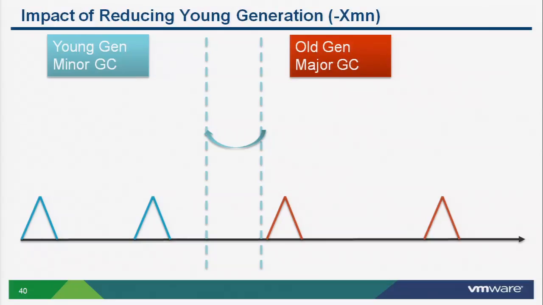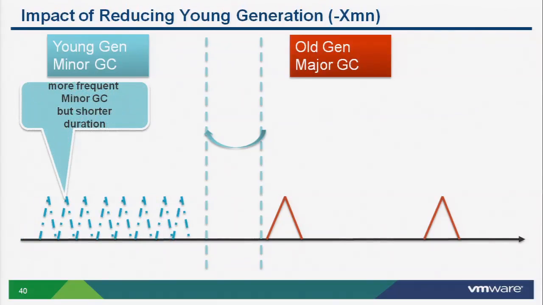Now, what are we doing here, right? Let's take a look. What happens if I reduce -Xmn? What does that do? Well, if you reduce -Xmn, it has the impact of reducing the Eden space size. And if you've got a smaller Eden space, you've got smaller memory space, now it increases the minor GC activity.